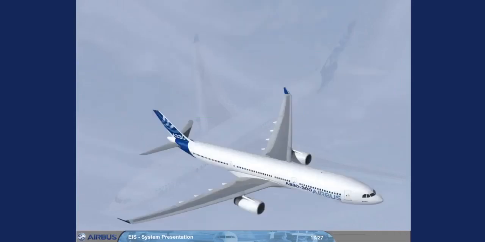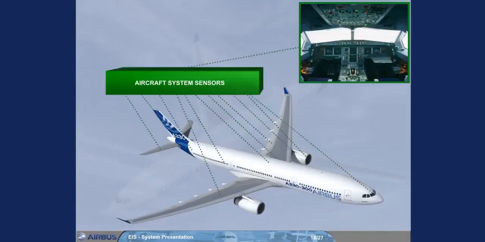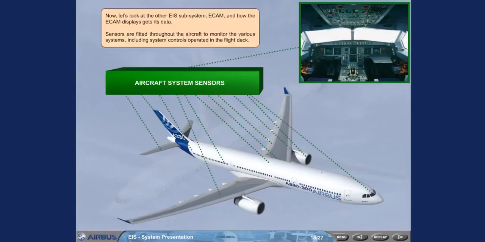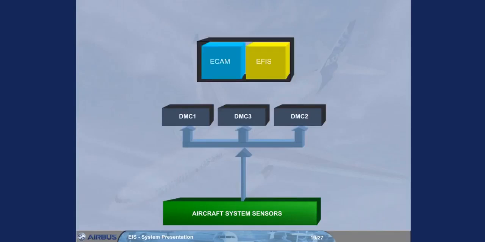Now, let's look at the other EIS subsystem, ECAM, and how the ECAM displays get their data. Sensors are fitted throughout the aircraft to monitor the various systems, including system controls operated in the flight deck. Data for certain parameters, for example, fuel quantity and primary engine indications, is routed directly from the system's sensors to the three DMCs. Note, there are separate channels within each DMC for ECAM and EFIS. Each DMC can simultaneously supply one PFD, one ND, and both ECAM display units.